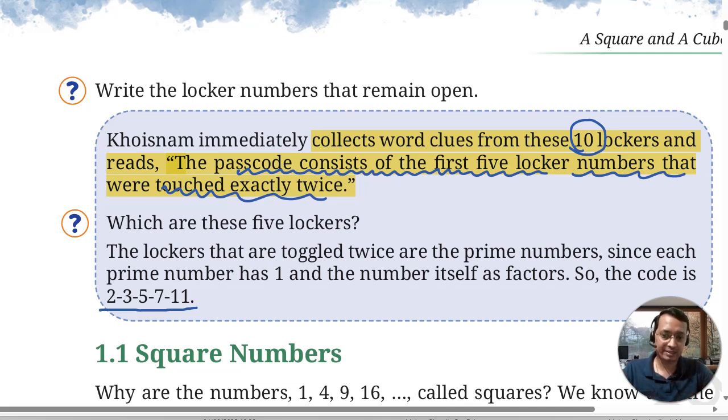See, we learned so many things, right? We learned about square numbers, even and odd numbers, factors, and prime numbers. A lot of things we learned. That is the beauty of mathematics.